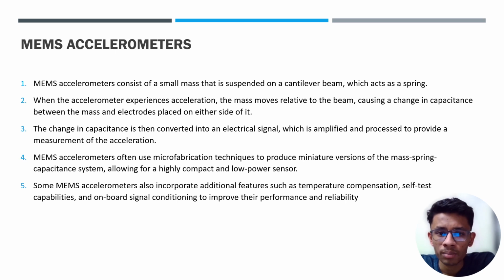Moreover, some MEMS accelerometers incorporate additional features such as temperature compensation, self-test capabilities, and onboard signal conditioning to improve their performance and reliability. Temperature compensation is used to minimize the effect of temperature changes on the accuracy of the measurements. Self-test capabilities allow the device to perform an internal diagnostic test to ensure that it is functioning correctly. Onboard signal conditioning refers to the amplifier circuitry that is included within the accelerometer, which amplifies and filters the electrical signal generated by the device to improve the accuracy of the measurement.